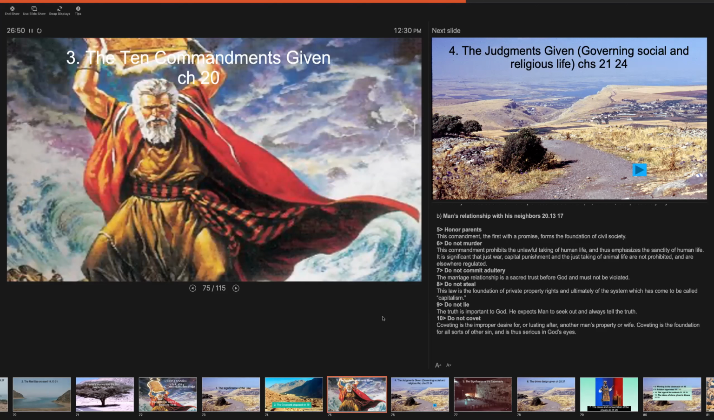Number 9, you shall not bear false witness, or more specifically, you shall not lie. This commandment specifically looks at the courtroom, but in every position, the truth is important to God. Men ought to seek out and always tell the truth. That's very important for our relationship to one another. It's very important for our relationship to God, because in God, all of the truth exists forever.